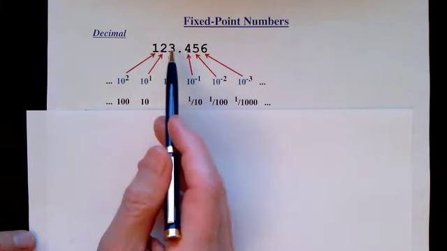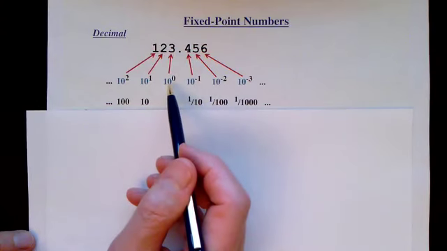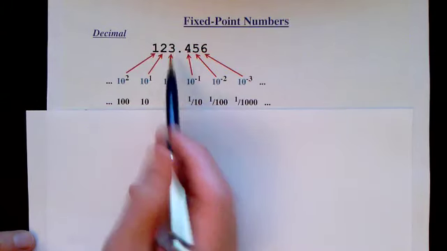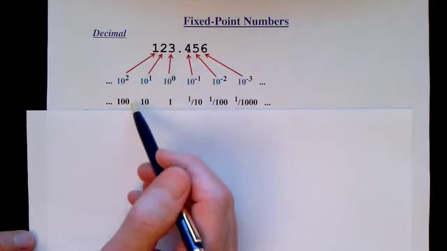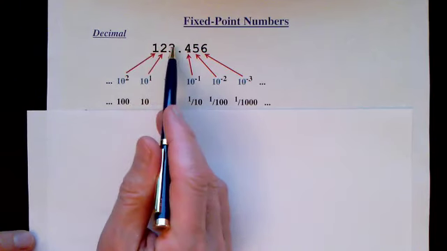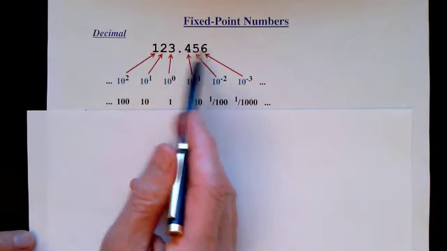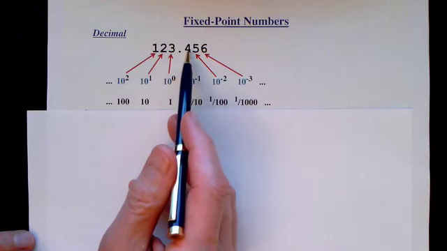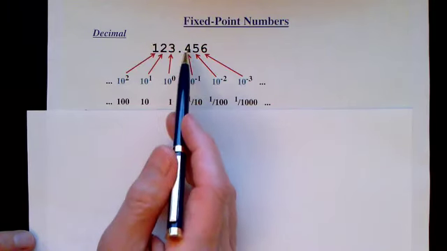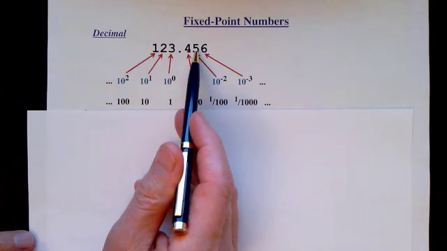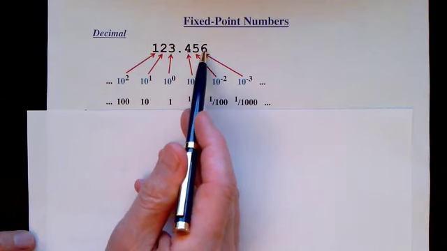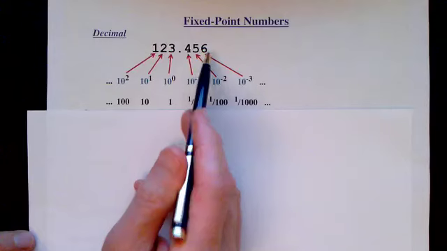And each one of those digits has a certain place value. So the 3 is in the ones position, the 2 is tens, and we've got 100. So we know how that kind of number works. To the right of the decimal point, we have the fractional portion. And this 4 means 4 tenths. And this 5 means 5 100ths. And this 6 means 6 1,000ths.